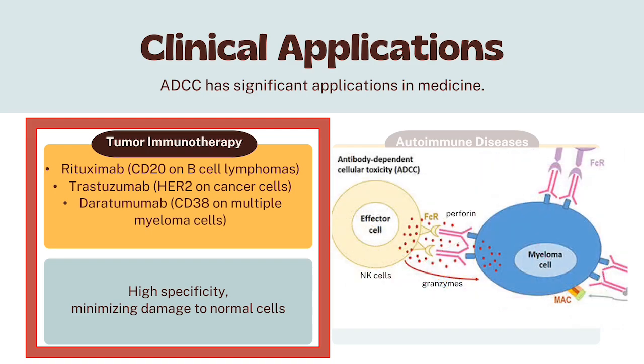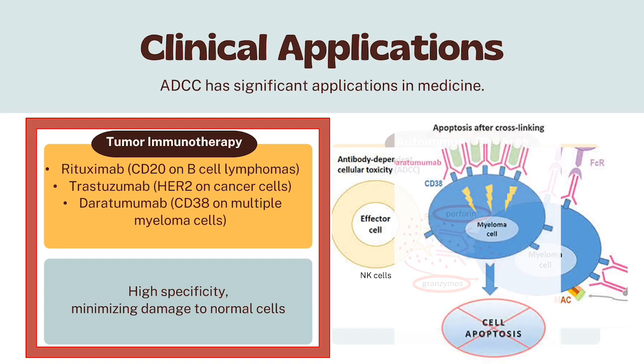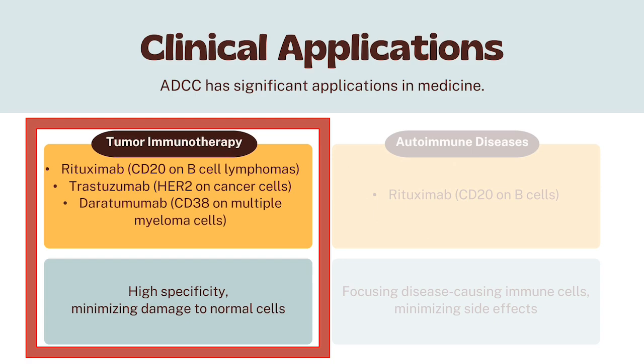NK cells recognize daratumumab through their Fc receptors. NK cells release toxic substances like perforin and granzymes. These substances destroy the myeloma cells by causing cell death. These therapies work by ADCC to eliminate tumor cells. Their high specificity minimizes damage to normal cells, making them highly effective and safer than traditional treatments.